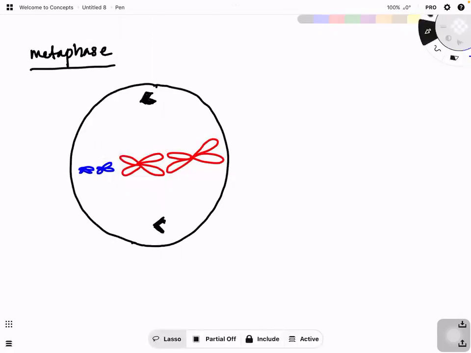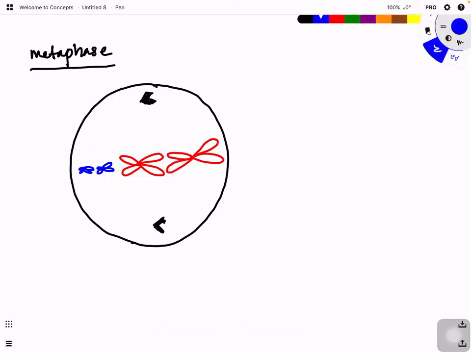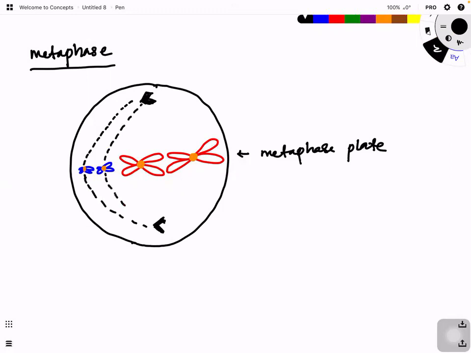Okay, so you can see that they align at this part. This region is known as the metaphase plate. It's an imaginary plate. And we do know that at the center of the chromosome, you have the centromere. And then spindle microtubule actually attaches to this kinetochore of the centromere.